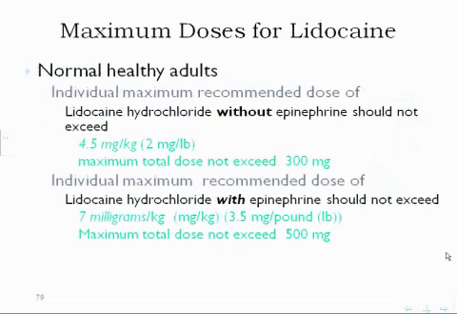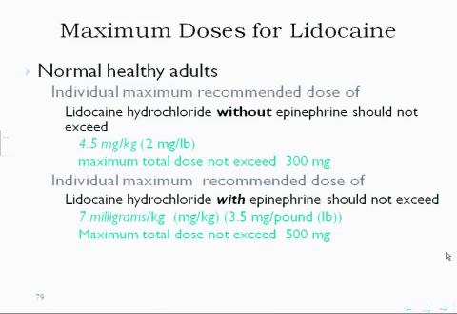Maximum doses. This is what I expect you to memorize, again, because people will ask you this. If you're using it without epinephrine, I try to put the first one without epinephrine. You'll notice that without the epinephrine, the dosage is a lot lower. The normal maximum dose of lidocaine is usually 4.5 milligrams per kilo, and the maximum total dose should not exceed 300 milligrams. So what you look at is using 3 of those cardiac syringes, don't exceed that, 300 milligrams.